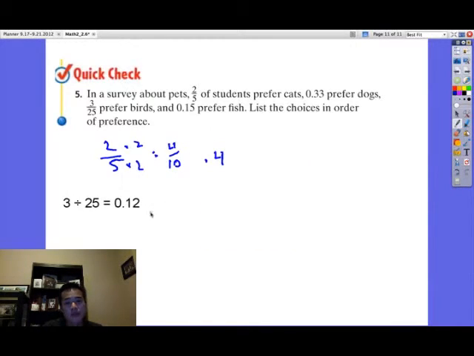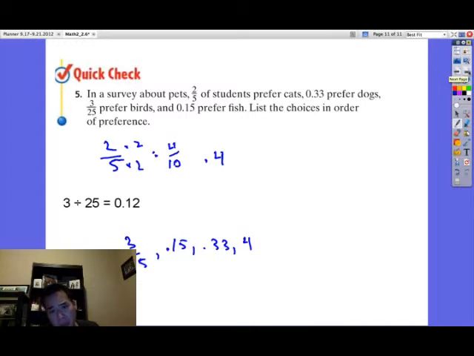So now we can list them from least to greatest. So the least will be 3 out of 25. And then we're going to go 1/1500ths. And then we're going to go 0.33. And then we're going to go 4/10. And that's how you list fractions and decimals from least to greatest. You convert them all into the same format.